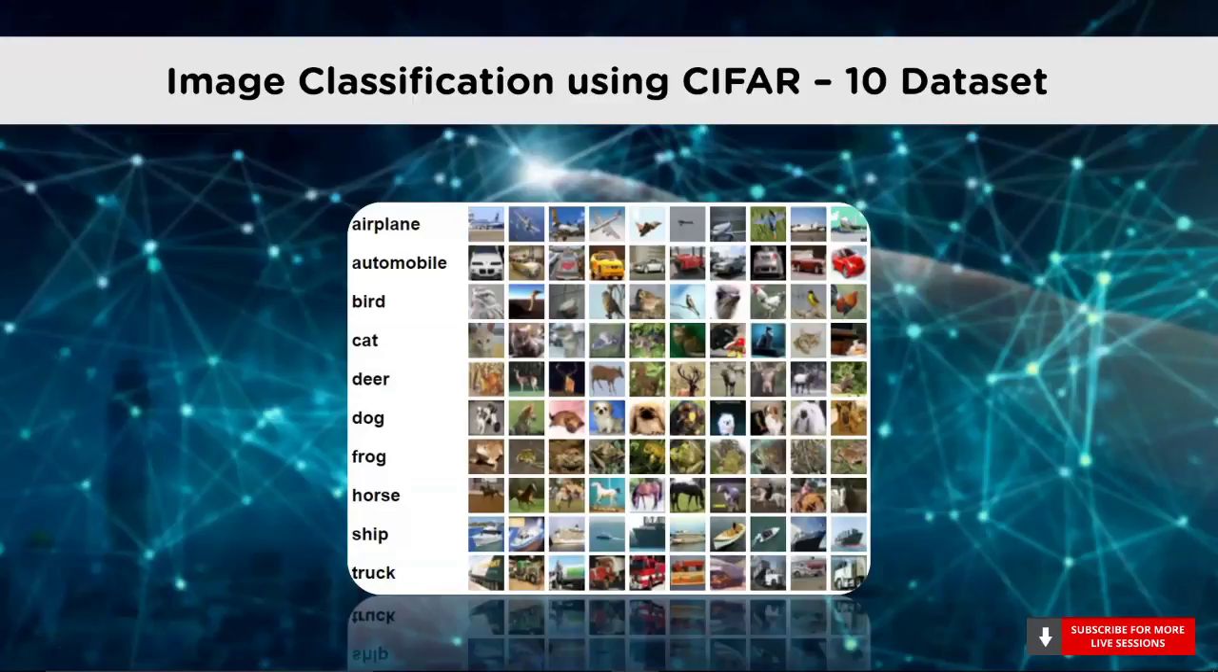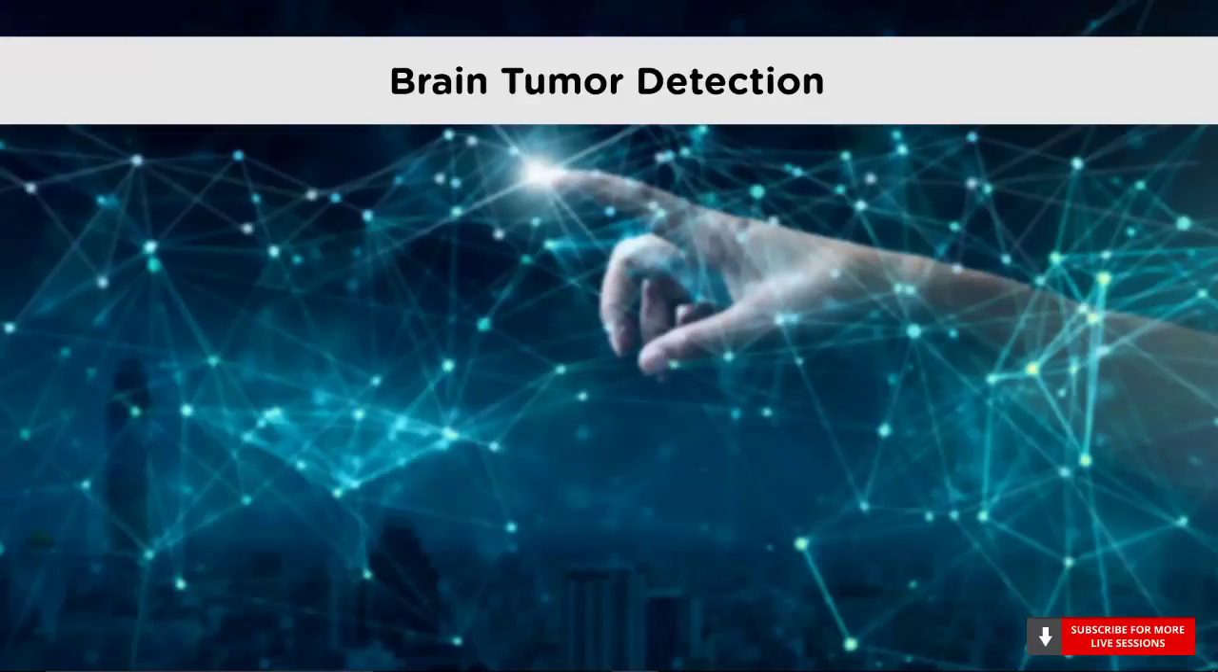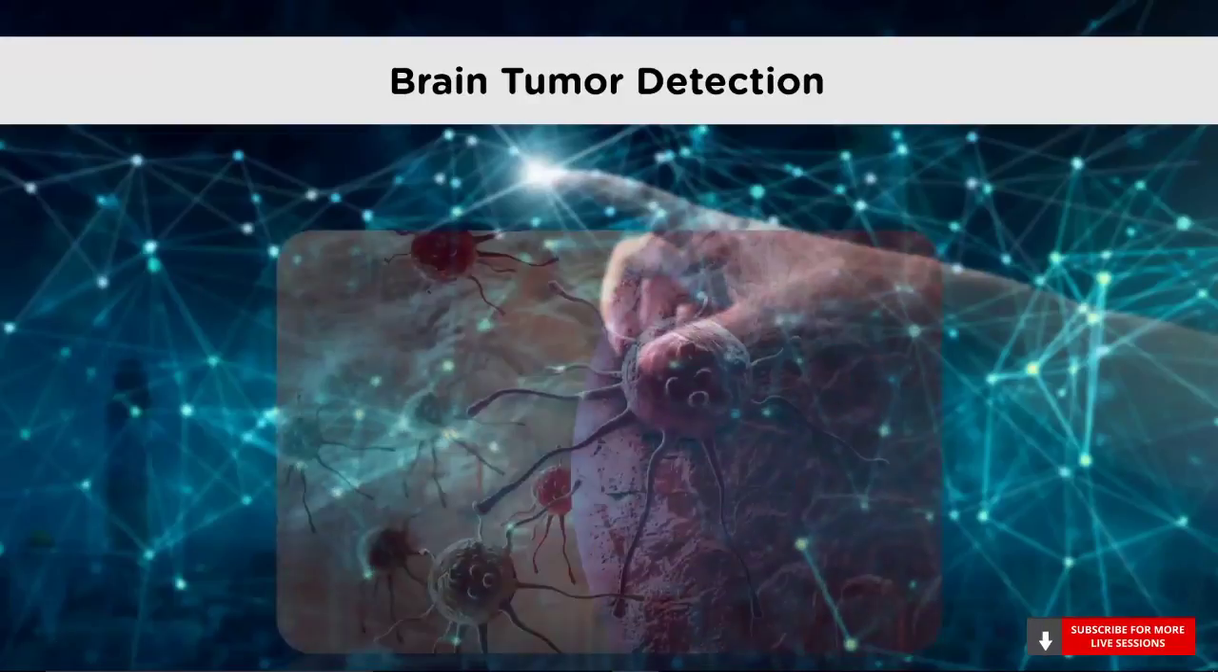You can build a convolutional neural network model using the Keras library to classify each image into a category. So it is more of an image recognition kind of project that is recommended for beginners who are new to deep learning. The next project in our list is brain tumor detection.